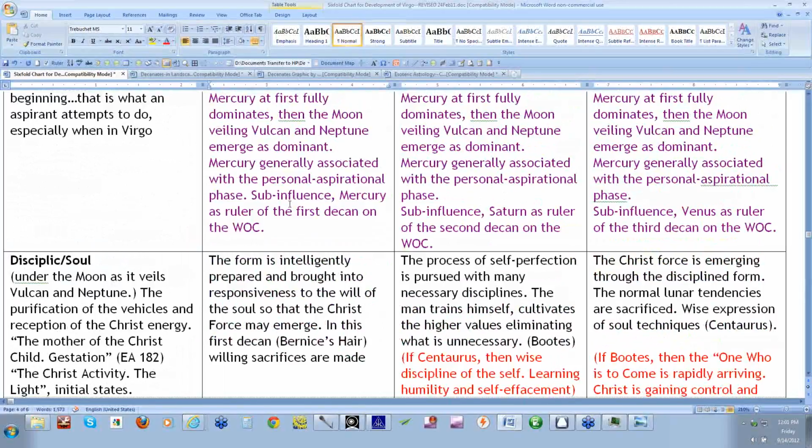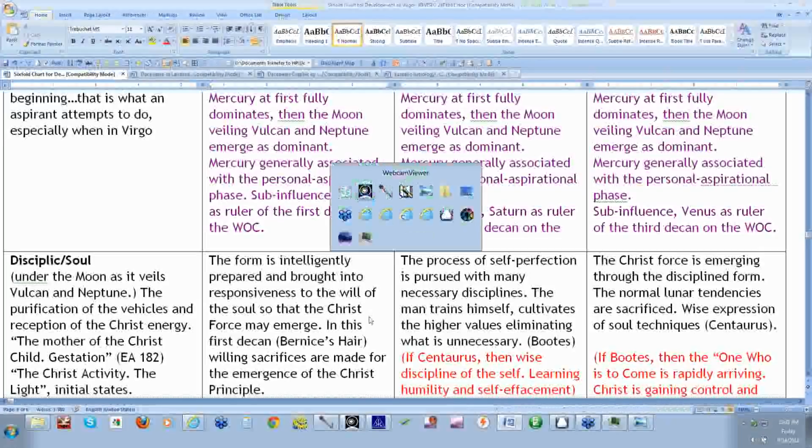In this first decan, Berenice's hair, willing sacrifices are made, let us say, for the emergence of the Christ principle. We are intelligent. I mean, this is discipleship, isn't it?